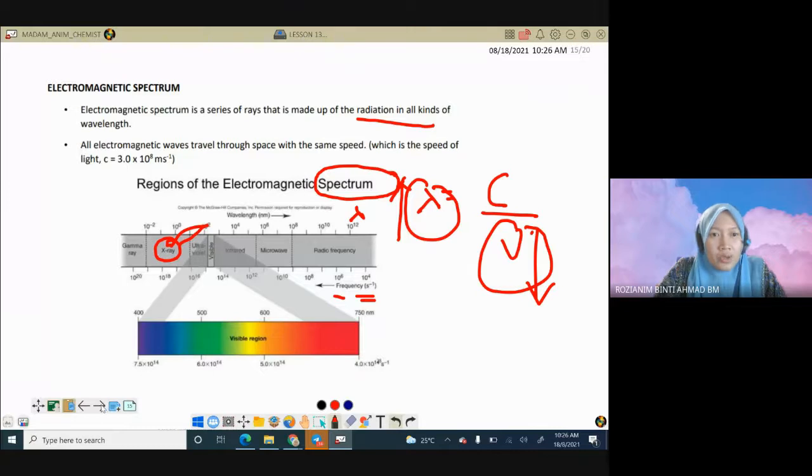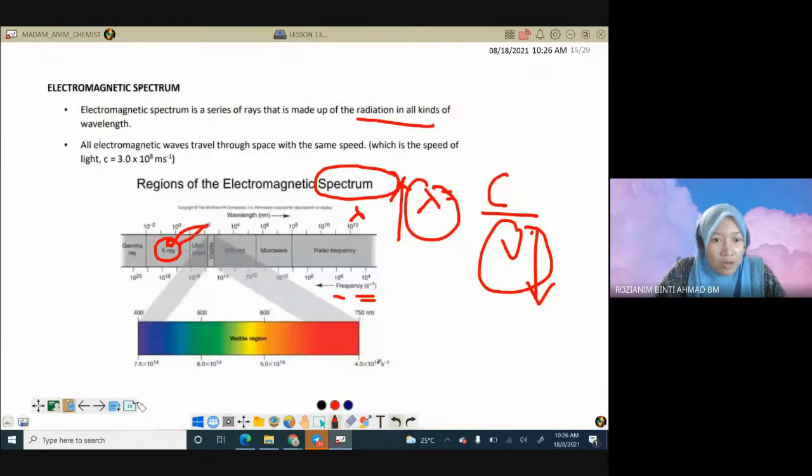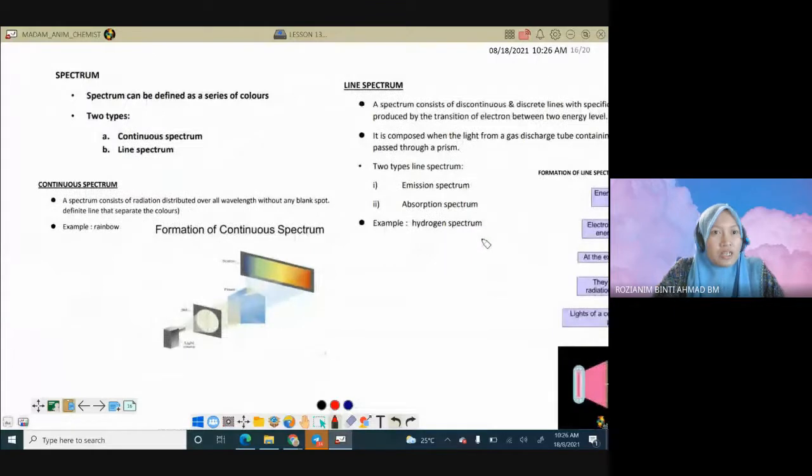Okay, so according to our data, based on the concept of the emission here, for your syllabus, we have 2 types of spectrum. So ini soalan muka surat berapa? Muka surat 12. Check dalam you punya lesson, page 12. Okay. Spectrum consists of 2 types. First is continuous spectrum. Second, line spectrum. Objective of the lesson, you can differentiate the 2 spectrum given.